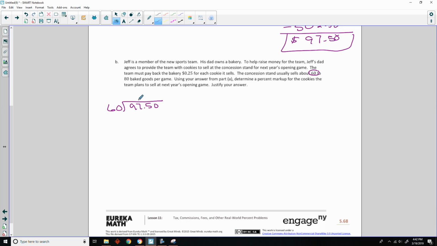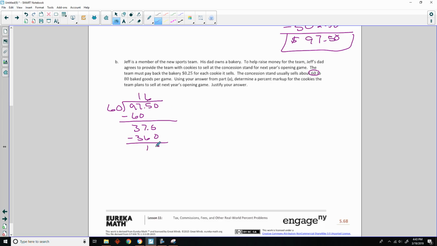60 goes into 97 once. Bring down 7, 37, bring down the 5. 60 will not go into 37, so I brought the 5 down. 6 goes into 37 6 times, but 6 times 6 is 36. That's too big, so it's going to be 5. No, actually 6 will work. 6 times 6 is 36. So 6 times 60 is 360.